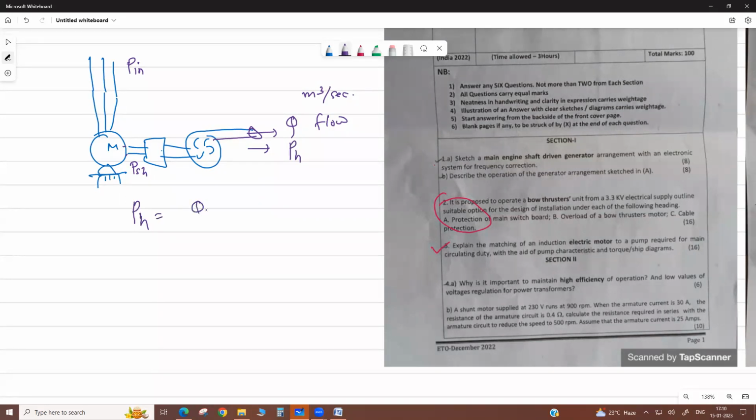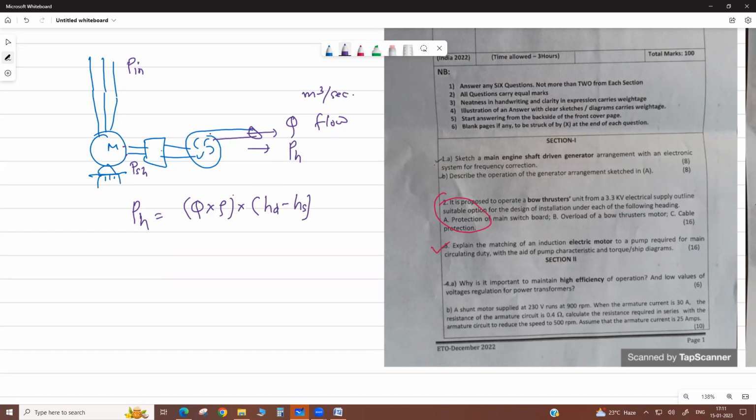Very simple. Your flow rate in cubic meter per second, into the density of the fluid. If it is water, then 1000, into your discharge head minus suction head, the differential head. Okay.